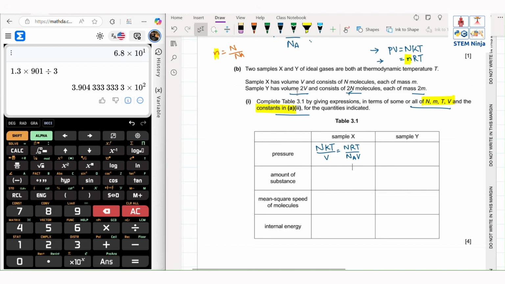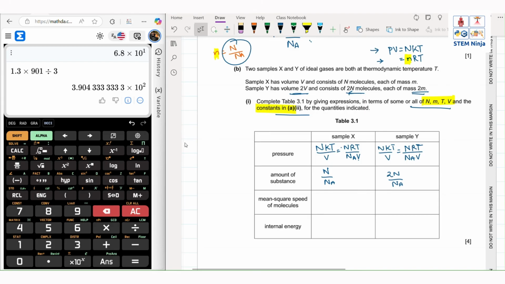For sample Y, we have twice the volume, twice the number of molecules, twice the mass. So this 2n over here, this 2V over here brings us back to NkT over V, or nRT over NA times V. Amount of substance is basically this, what we just wrote over here, N over NA. Over here, it's twice the number of molecules, so 2N over NA.